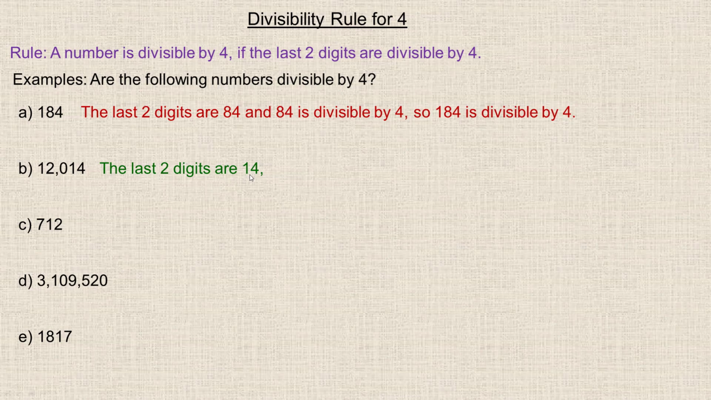So next one, the last two digits for 12,014 are 14, so you only have to look at the 14 in the end. Now 14 is not a multiple of 4, so it's not divisible by 4, so 12,014 is not divisible by 4.